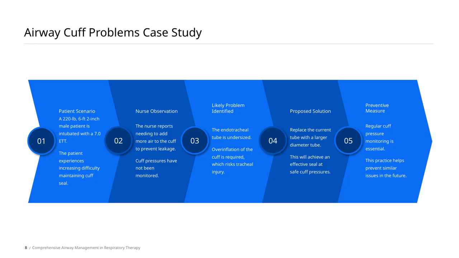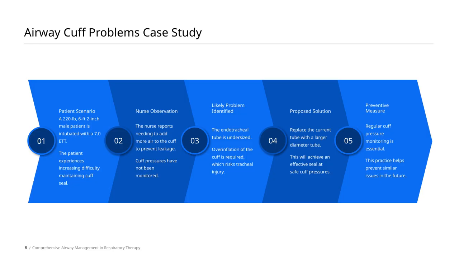In observing the situation, it was noted that the tube was actually undersized for this patient. To compensate, overinflation of the cuff was necessary, which unfortunately increases the risk of tracheal injury. Overinflation can cause tissue damage, so it's not an ideal solution. The likely problem here is that the tube itself was too small for this patient's airway. The best course of action would be to replace it with a larger diameter tube. This would allow for an effective seal at safe cuff pressures, reducing the need for overinflation and lowering injury risk.